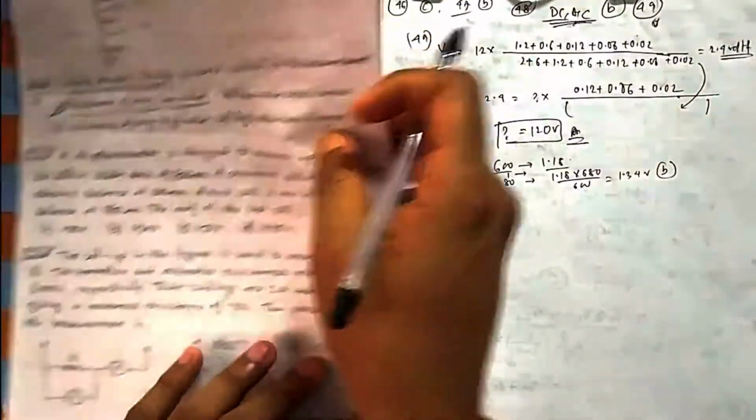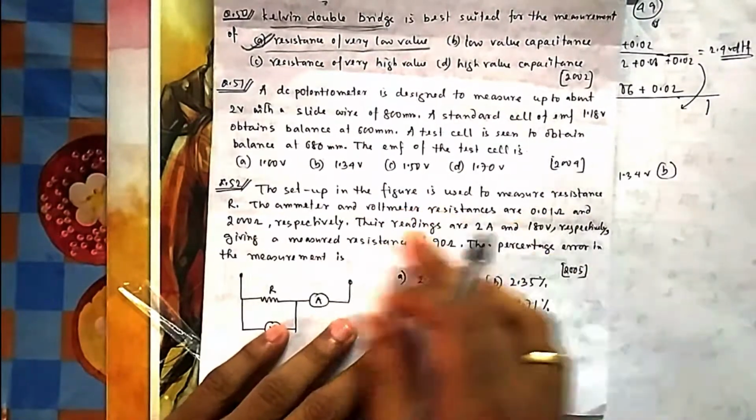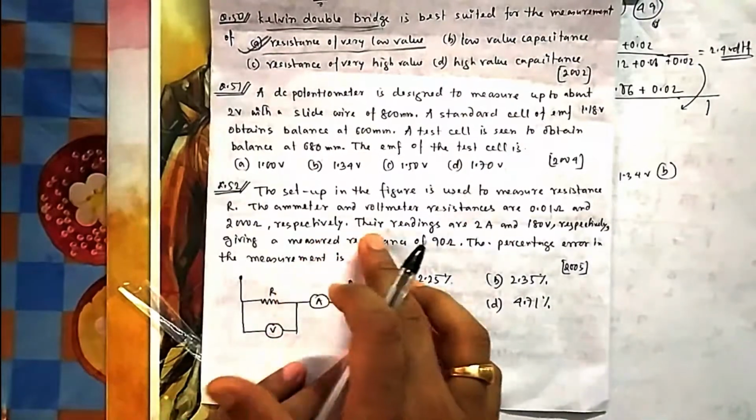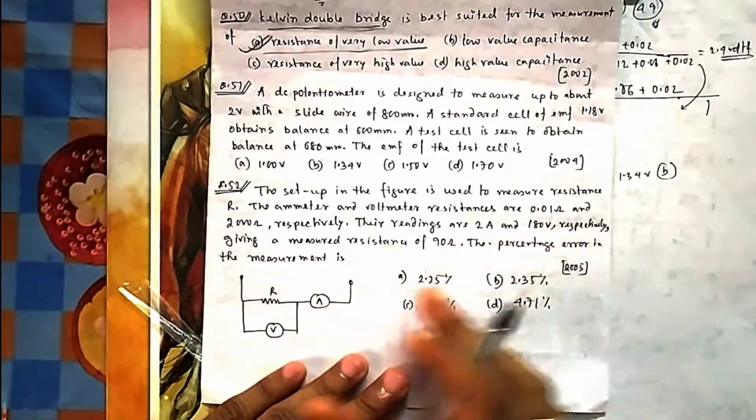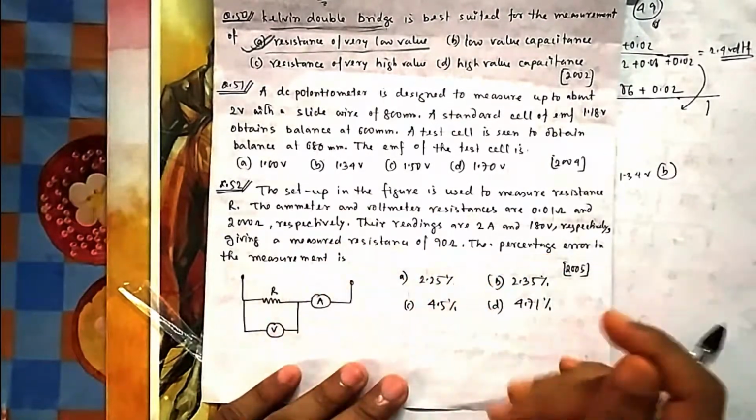Next, if you come to 52, the setup in the figure is used to measure the resistance R. The ammeter and voltmeter resistances are given respectively. The readings are 2 ampere and 180 volt respectively, giving the measured resistance of 90 ohm. What is the percentage error in the measurement?